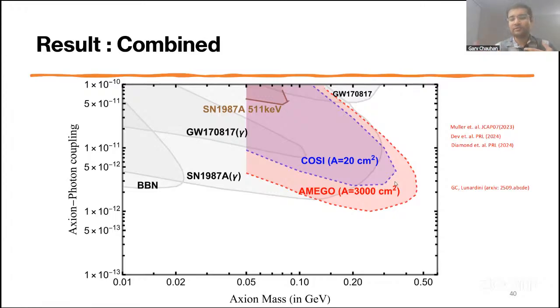If you have future observations of a supernova 10 kiloparsecs away, you can see that COSI can give you some more information in this particular region, which is unconstrained. With AMEGO, you can do much, much better. And for heavy masses above 200 MeV, you can see that it does a very, very good job. So that shows how useful the observatories in this MeV gap can be, which has been quite unexplored as of now, and how it could actually be used as a probe of new physics.